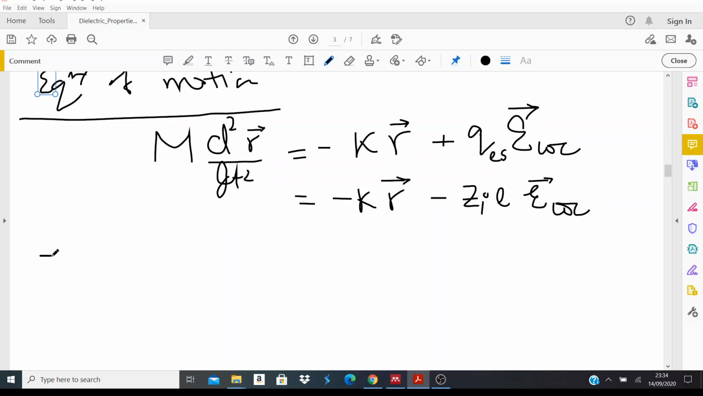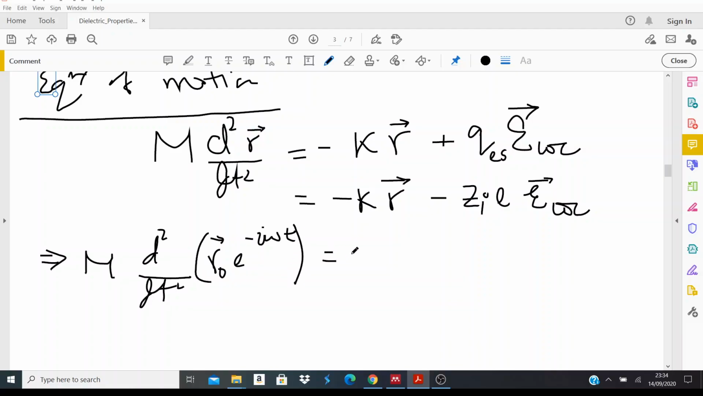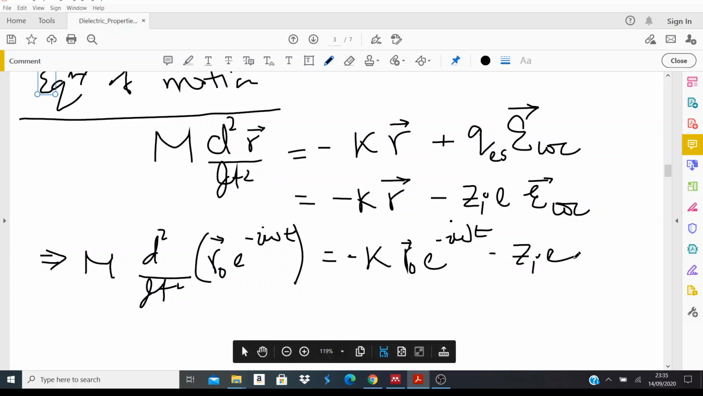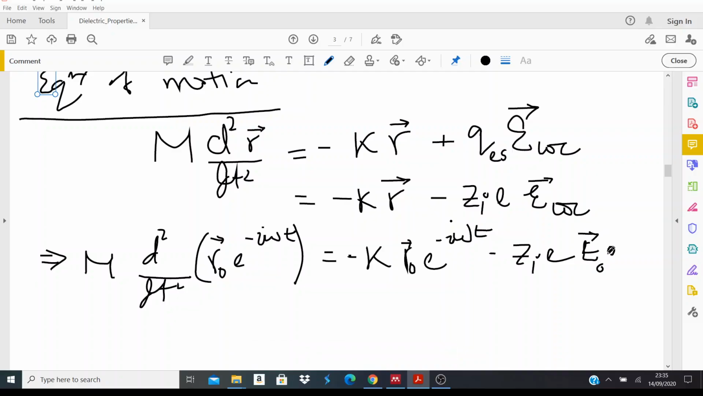So what is this position variation? This is nothing but r naught e to the power minus i omega t, right? And on the right hand side we have minus k r, where r is nothing but r naught e to the power minus i omega t, and then we have Zi, the charge of the electron, and the electric field is also of the form e to the power minus i omega t, right?